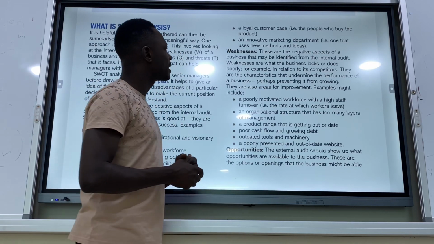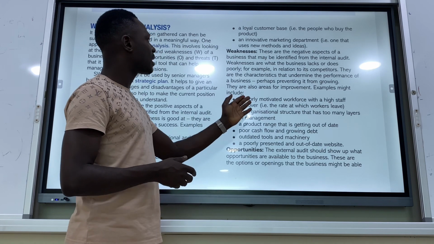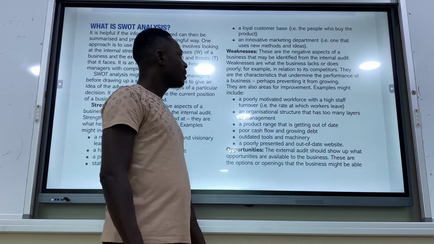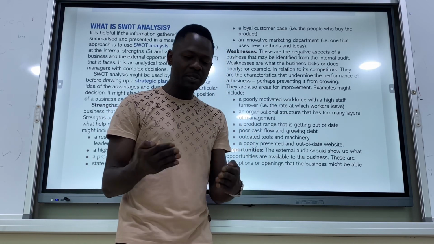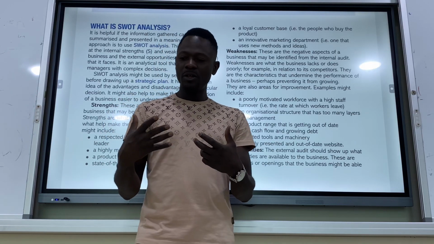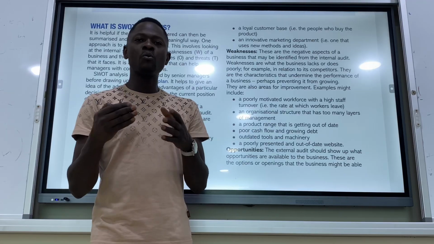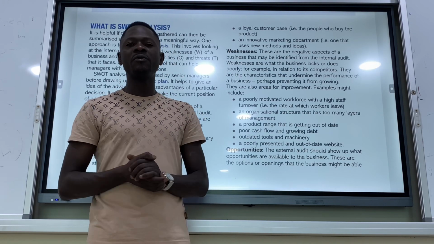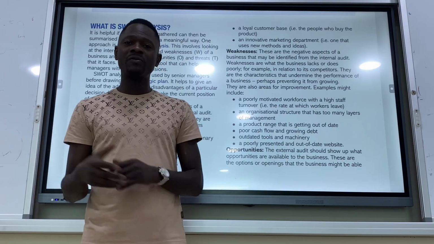Weaknesses are what the business lacks or does poorly, for example, in relation to its competitors. They are the characteristics that undermine the performance of the business, perhaps preventing it from growing. So for weaknesses, these are things that stop the business from growing. The business would have exceeded where it is, but it's not moving because it has some weakness. It has things that it's not doing well. It has things that it needs to improve upon. So those things that it needs to improve upon are the weaknesses when compared to those of its competitors.